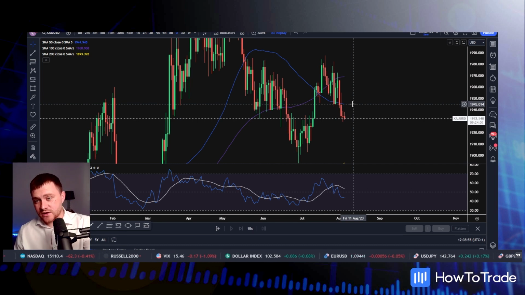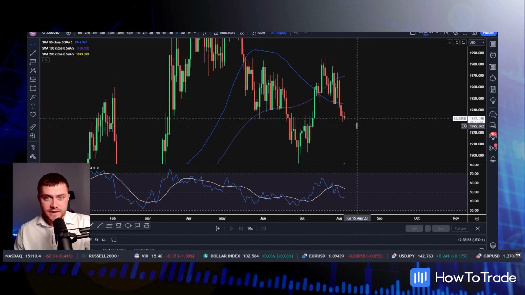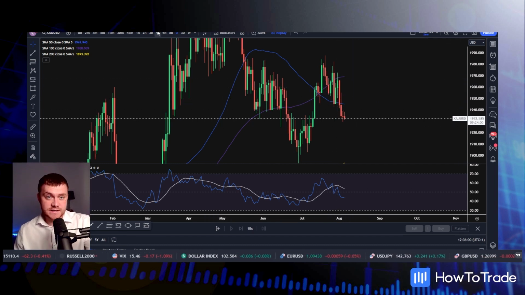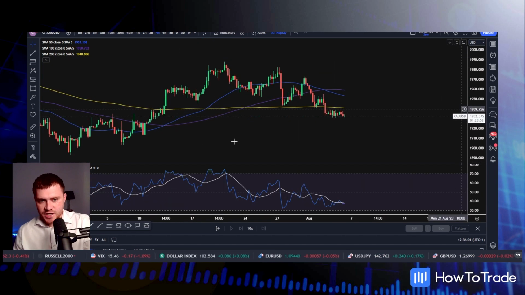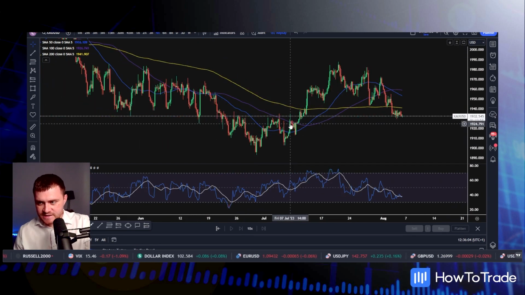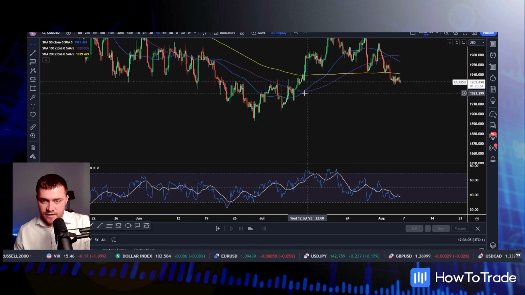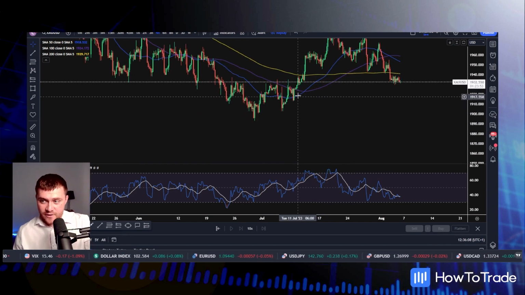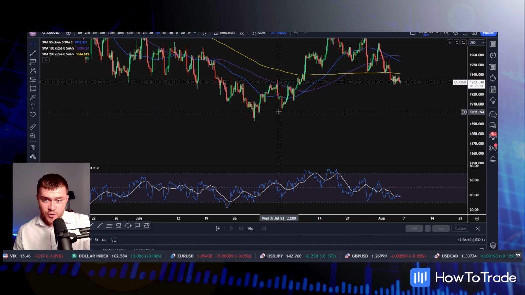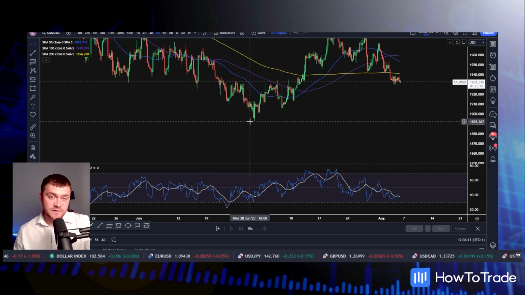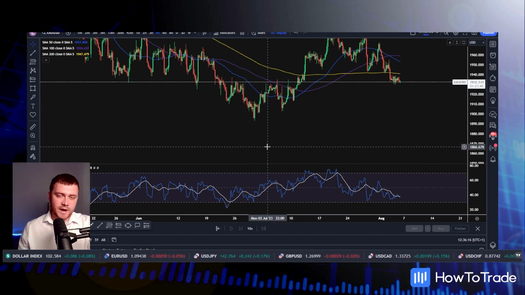Do we get a pullback up to 1945? A couple of days pullback this week potentially. That is something we could play for. But generally speaking, I'm looking for a move down to at least 1925. And if we get a break below there, or below 1920, I think that opens the door really to a move down to 1900 if that dollar bull story is still playing through.